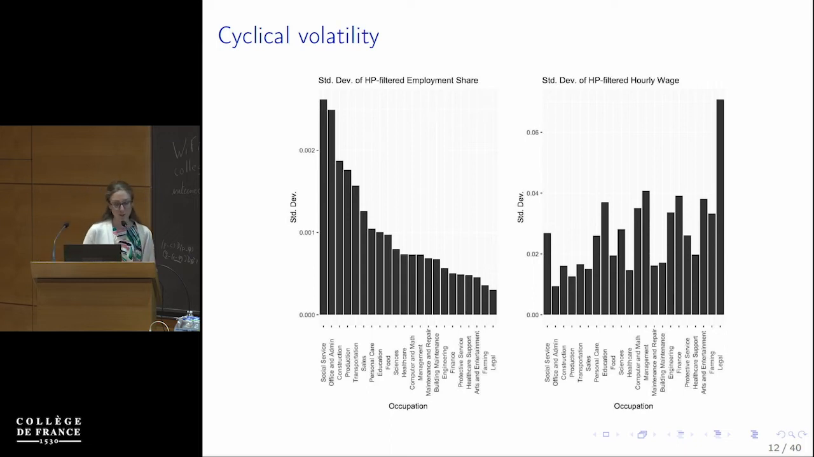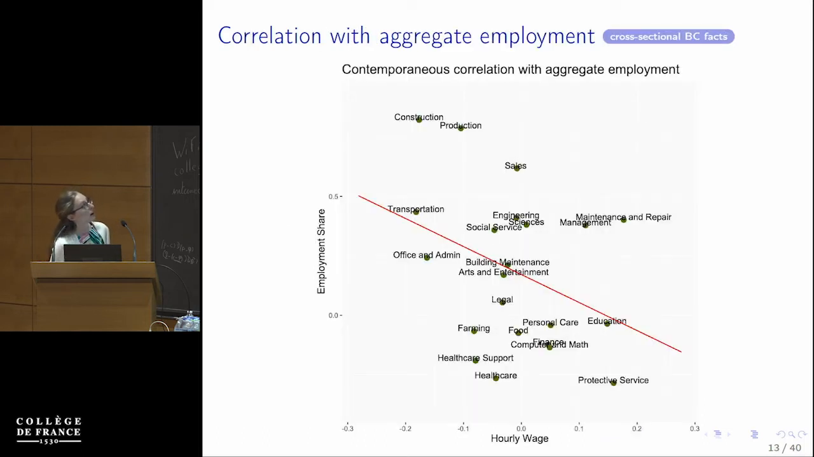I find the same negative correlation also when I look, instead of the standard deviation, at another important business cycle moment, which is the correlation of the occupation-level employment shares with the aggregate employment share, and the correlation of the hourly wage with the aggregate employment share. So essentially, this is saying that whenever employment for an occupation is more cyclical, then the wage of this occupation is going to be less cyclical.